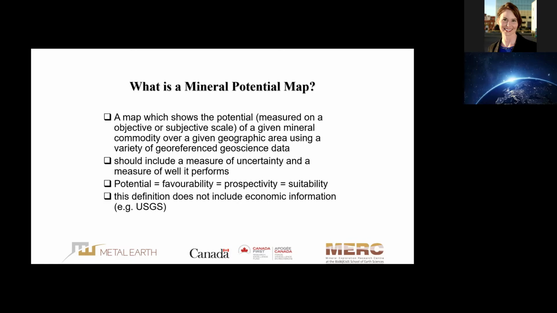So what is a mineral potential map? Well, a map which shows the potential, measured on an objective or subjective scale, of a given mineral commodity over a given geographic area using a variety of georeferenced geoscience data. That's a bit of a mouthful. It should include a measure of uncertainty, and we'll show you that in our talk. So in the literature, mineral potential means the same thing as favorability, prospectivity, suitability, a mineral potential map. However, we're not indicating any estimates of tonnage or grade similar to what the USGS does, although we could look at that down the line.